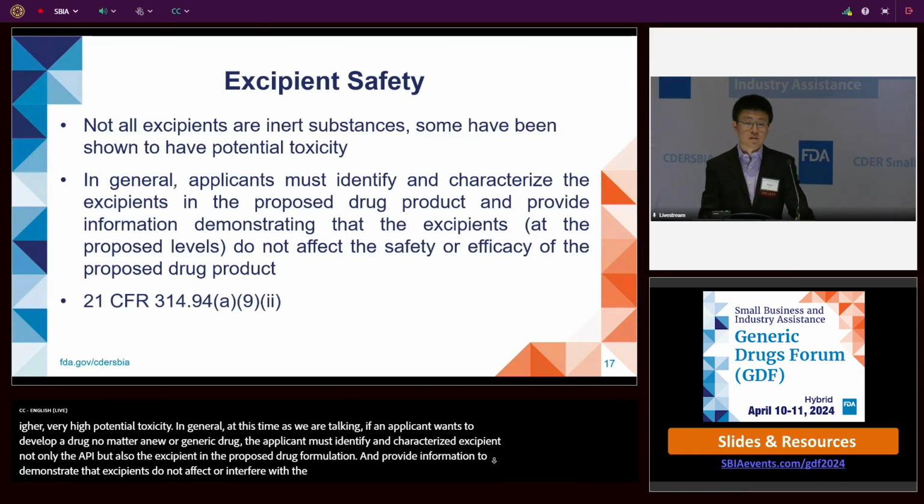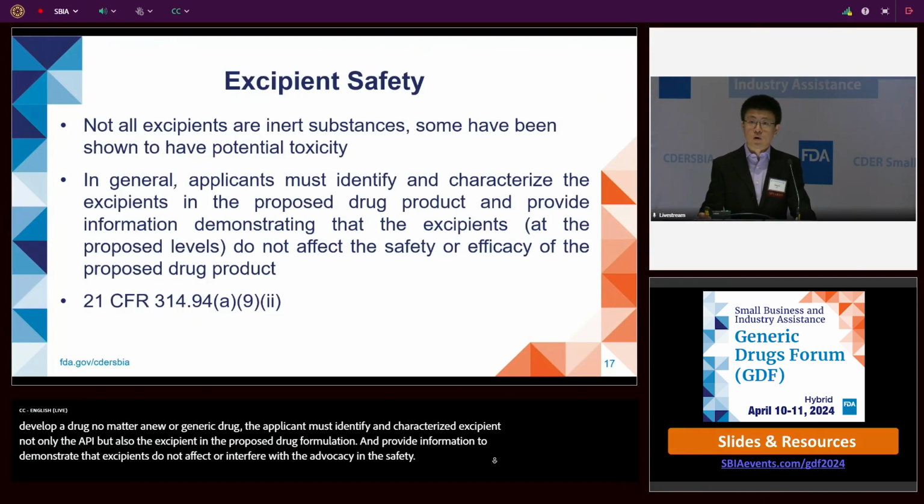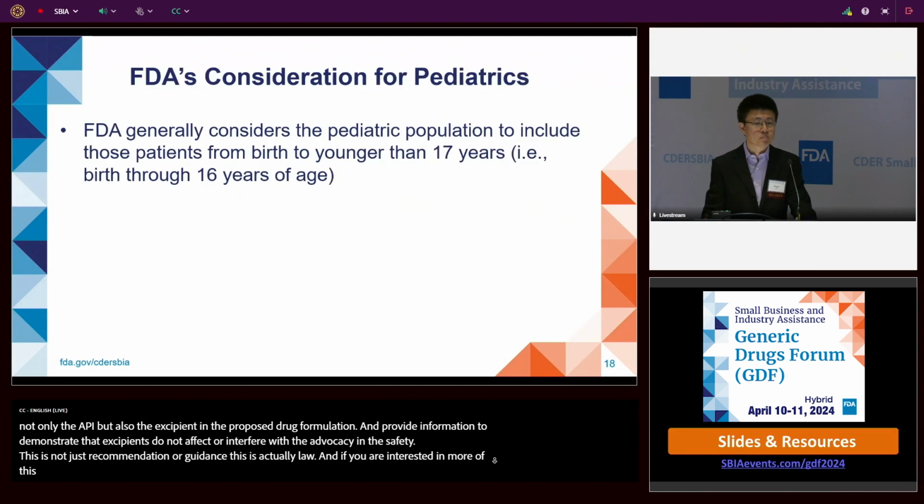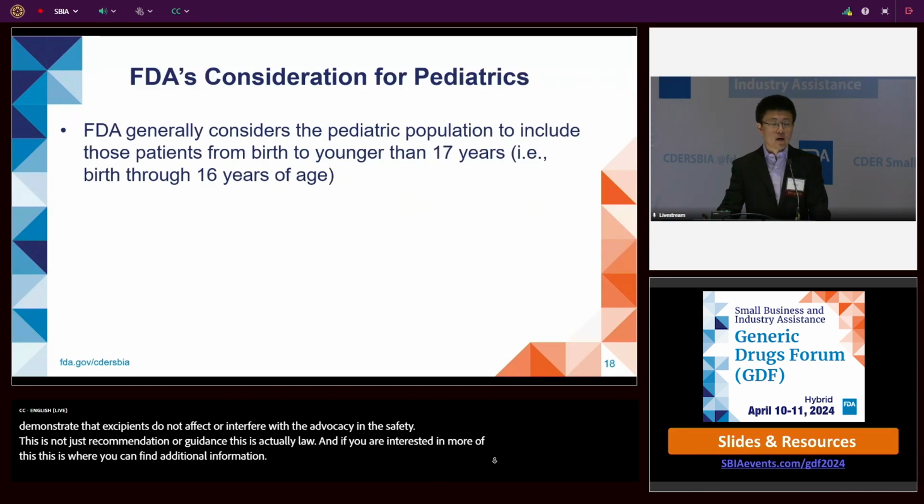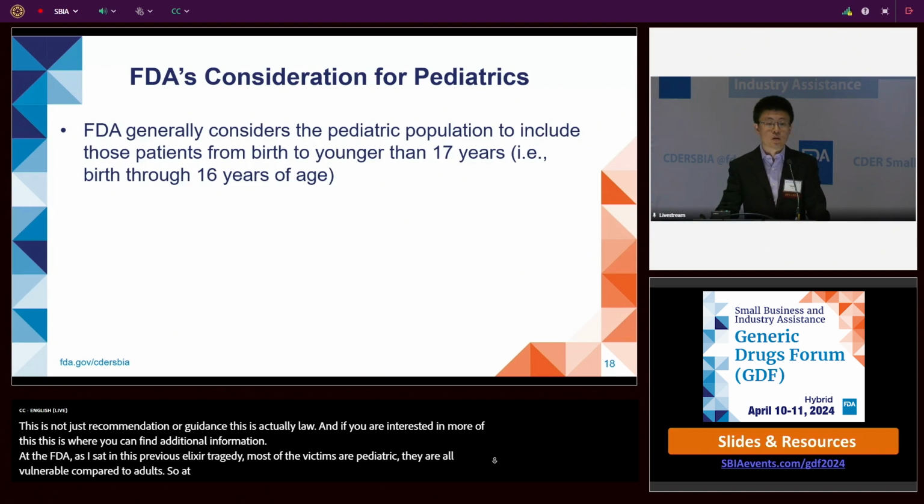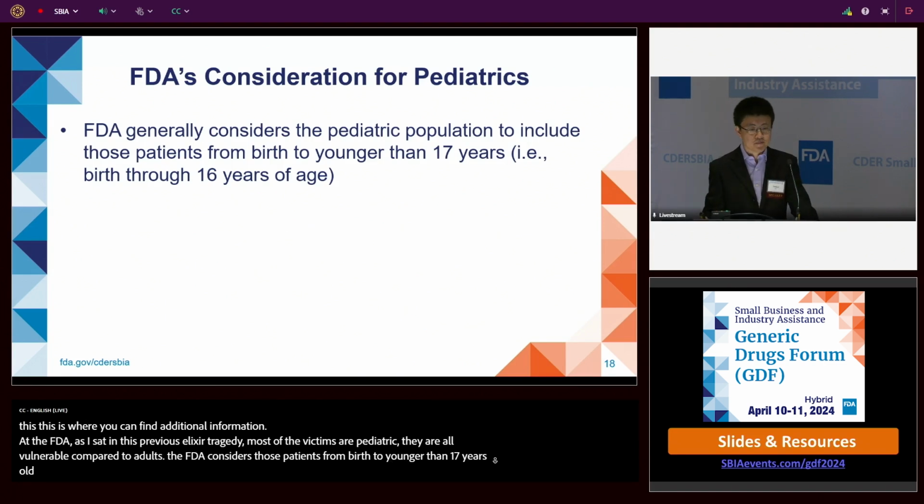This is not just a recommendation or guidance; this is actually law. If you are interested, this is where you can find additional information. At the FDA, as I said, in this elixir tragedy most of the victims were pediatric, because they are more vulnerable compared to adults. So FDA generally considers the pediatric population to include patients from birth to younger than 17 years old, or from birth to 16 years of age.